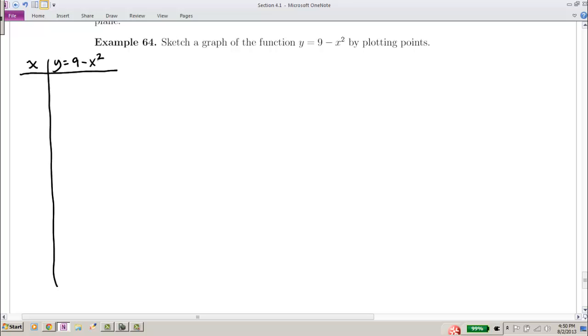Taking a look at this function that we have, y equals 9 minus x squared, the domain is all real numbers, right? There's nothing that we're not allowed to square and then subtract from 9. There's no danger of dividing by 0 or taking a square root of a negative, so there's no restrictions on what I can pick for x. That being said, I want to try to pick a variety, some positive, some negative, and I think I'll go from, say, minus 4 to 4.